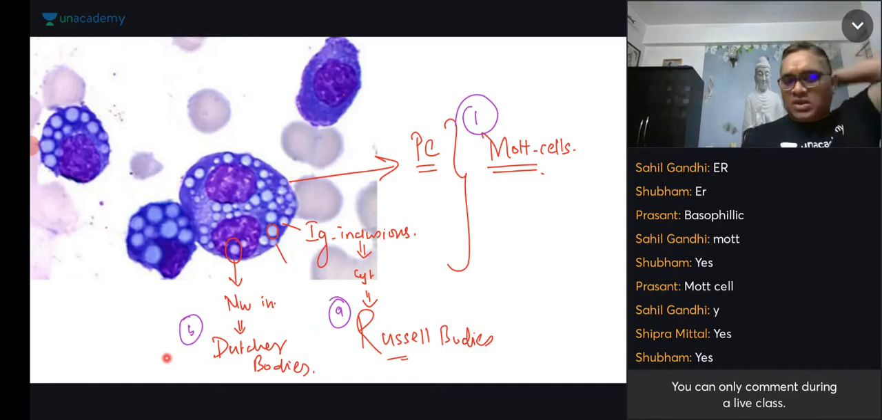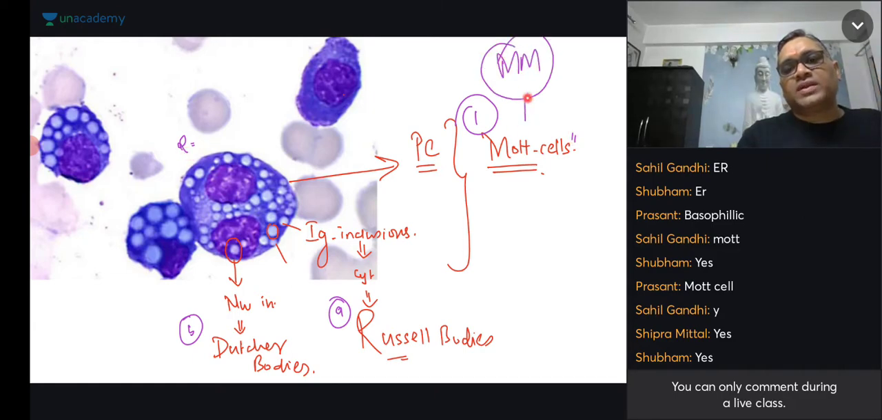Right. Clear? So that is how the examiner will be asking. This was the question in the NEET exam 2016. Identify this cell, right? A similar cell was given in Robbins, and the same cell was given in the exam. Identify this cell of the multiple myeloma patient. So that is the MOTT cell.